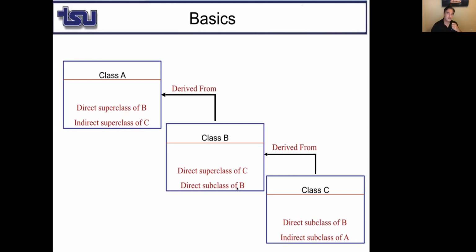Okay, so what are the basics? Now assume that I have class A, class B, class C. If class B may be derived from class A, class C may be derived from what? Class B. In other words, class A is a superclass of class B, class B is a superclass of class C. In this case, class A is an indirect superclass of class C, okay? Or class C is an indirect subclass of class A.